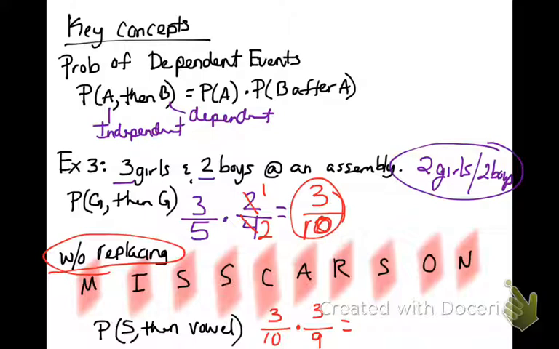So now I can reduce. I have 3 and 9, which could be 1/3. And I could reduce the 3 over here and the 3 over here, which is 1 and 1. But if you don't want to reduce until the end, that's fine too. So it's 1 times 1 is 1, and 10 times 1 is 10. So there's a 1/10 chance of me picking an S then a vowel. And that's how you would do your lesson. Goodbye.